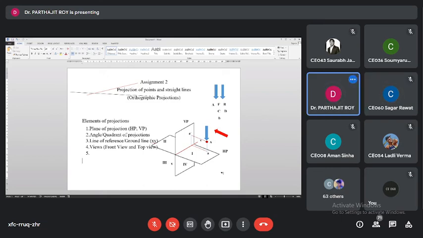Okay. Now, continuing with this, what happens? You are looking at the point A, isn't it? In order to get the point A dash or in order to get the point A, front view or top view. Okay. So this direction at which I am looking at the point A, we'll call this as visual ray.